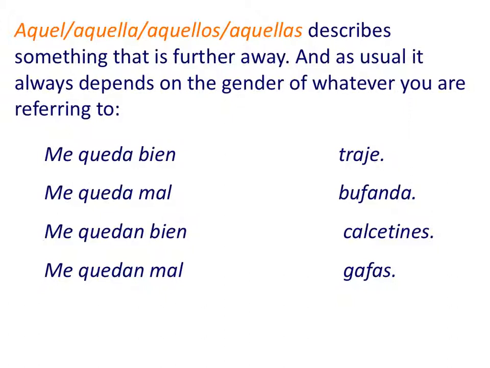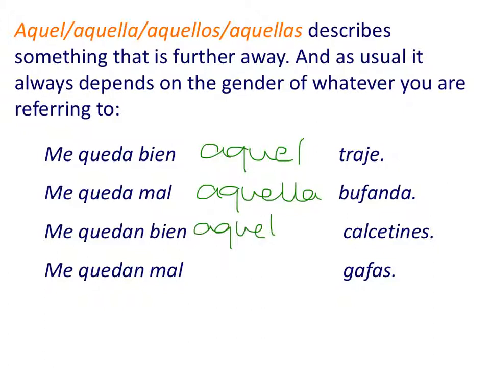Okay, so it's going to be me queda bien aquel traje, because traje is masculine singular. Me queda mal aquella bufanda, because bufanda is singular and feminine. Me quedan bien aquellos calcetines, because calcetines is masculine and plural. Me quedan mal aquellas gafas, because gafas is feminine and plural.